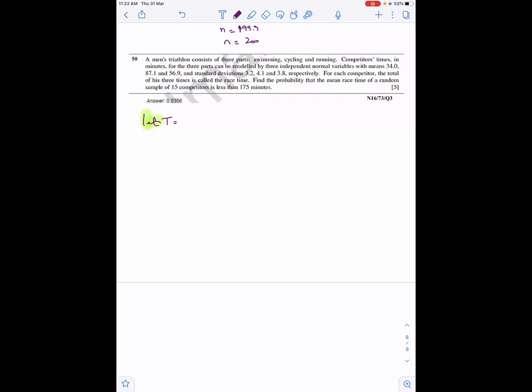You can do it like this: X is normally distributed with mean 34.0 and standard deviation 3.2. Y is normally distributed with the second mean 87.1 and standard deviation 4.1. And Z also has a normal distribution, the mean is 56.9 and the standard deviation is 3.8. Let T be equal to X plus Y plus Z.